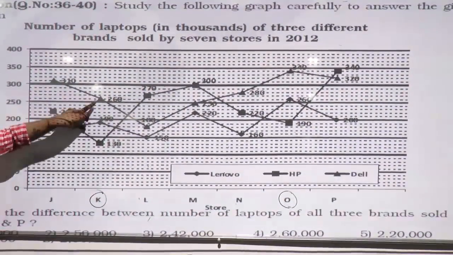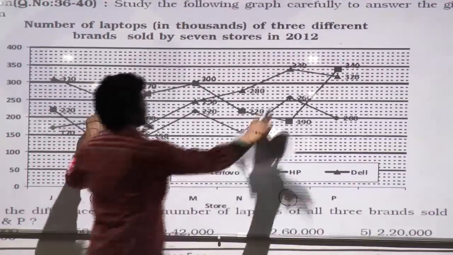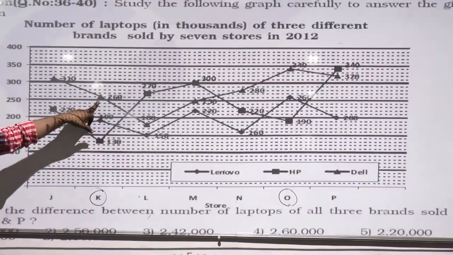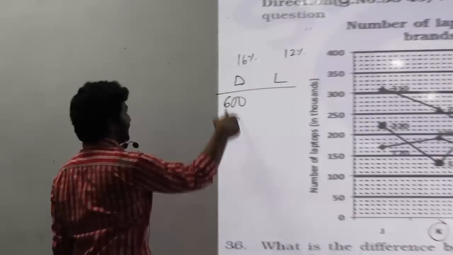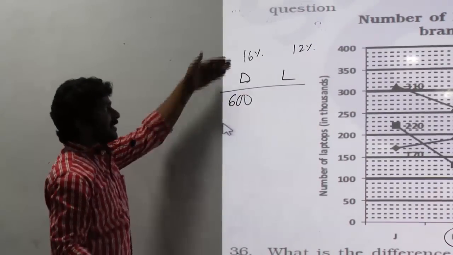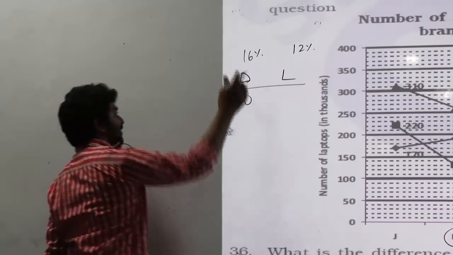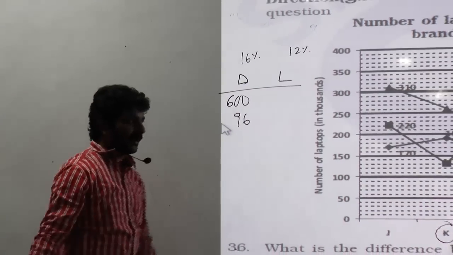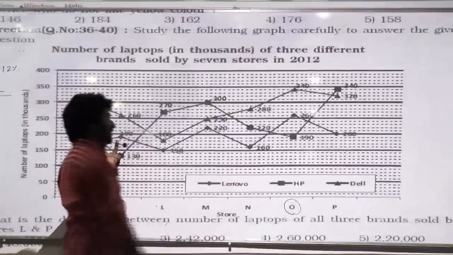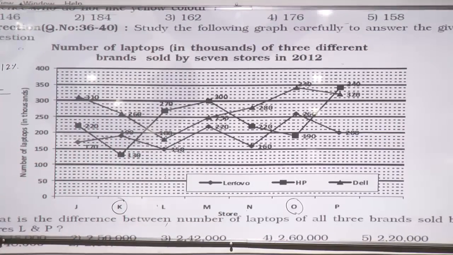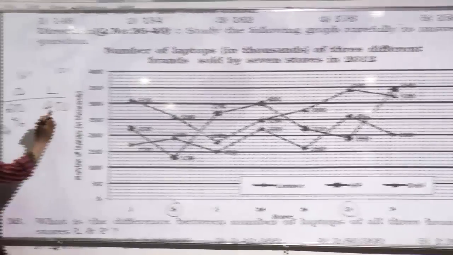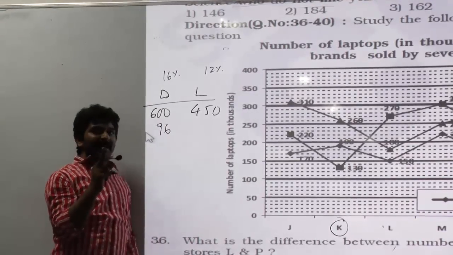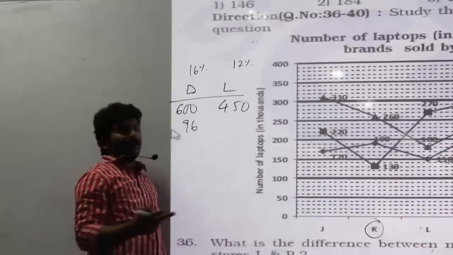Triangle. How much is this? 260. And how much is this? 240. 340. 260, 340. 600. And 600 increases by 16%, or 600% of 16, 6 times of 16, 96. And Lenovo Diamond, 190 here, 260 here, 450, and 450 increases by 12%, they said. 10% is 45, 1% is 4.5, 2% is 9, 45 plus 9, 54.